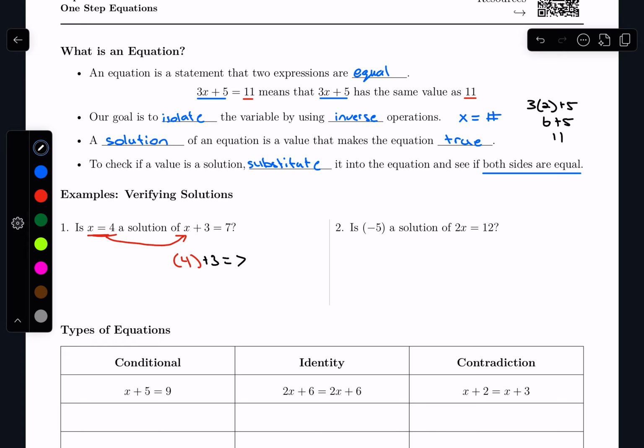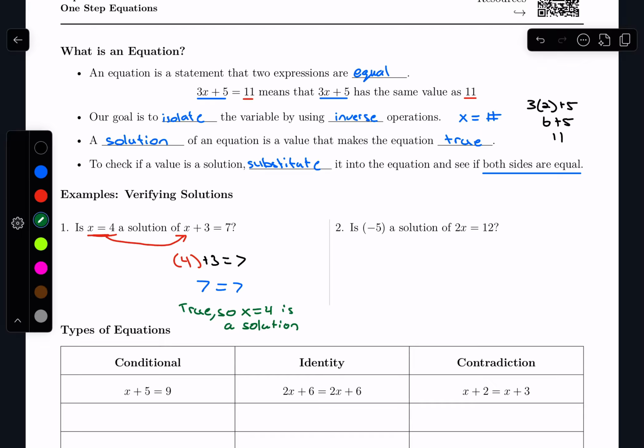All right, so now we're going to simplify. We have 4 plus 3 equals 7. Those parentheses, as noted earlier, don't do anything. And so this just becomes 7 equals 7. And that's true. This is a true statement. So x equals 4 is a solution.